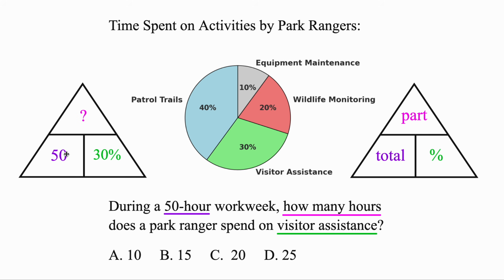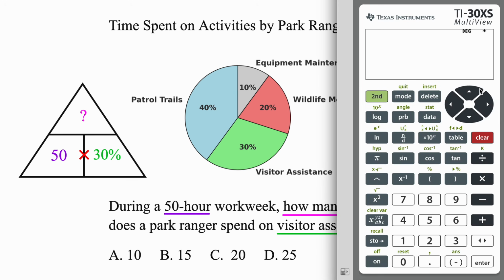But that's it, because once you know two of these, you can find the third one. Here's how they're all connected to each other. If they're next to each other, they're multiplied. So for this problem, we're going to multiply 50 times 30% to find how many hours they spend on this part of their job here. So let's go ahead and use the calculator to find this out.